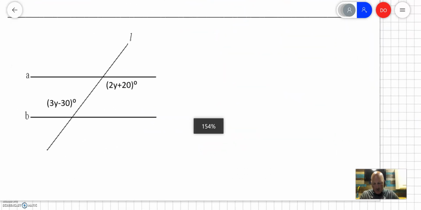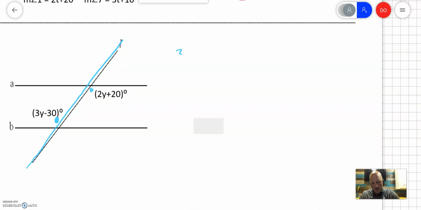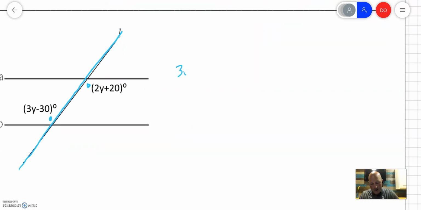in 2y plus 20 and 3y plus 30, so this angle here and this angle here, they are on alternating sides of the transversal on the interior of the parallel lines, therefore they are AIAs, alternate interior angles, and those are congruent. So 3y minus 30 should equal 2y plus 20, since AIAs are congruent. So there's my justification. Alternate interior angles are congruent.